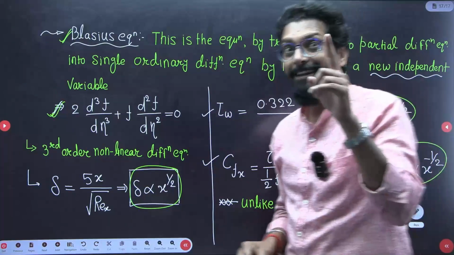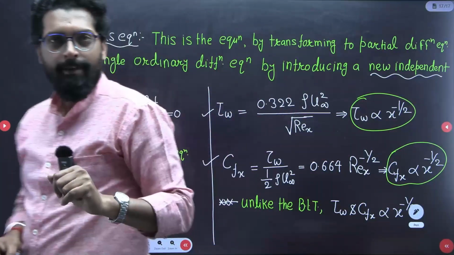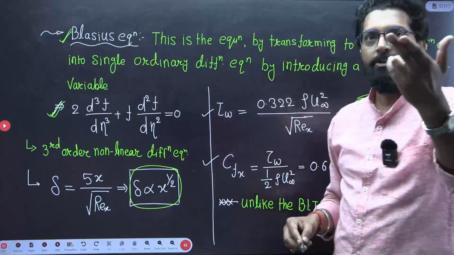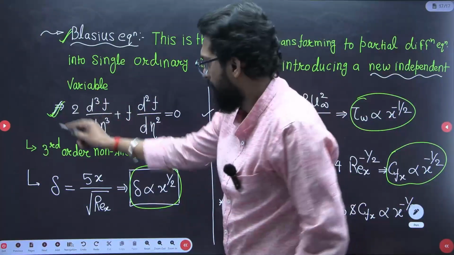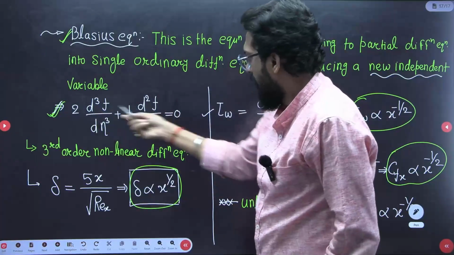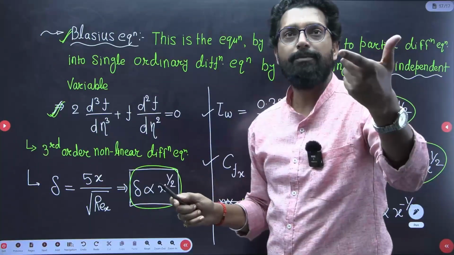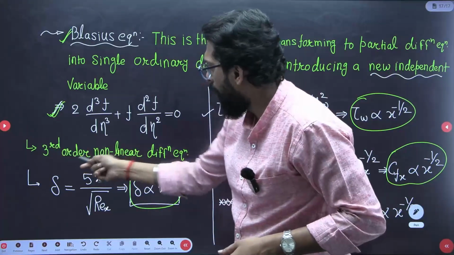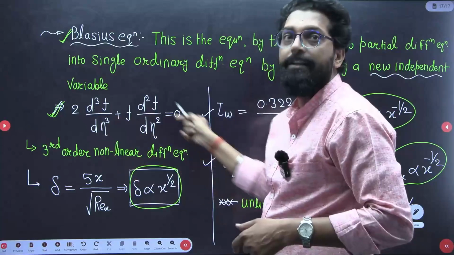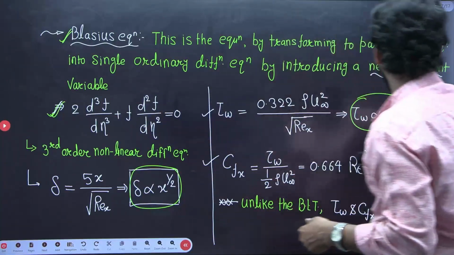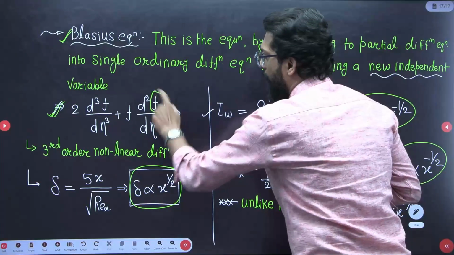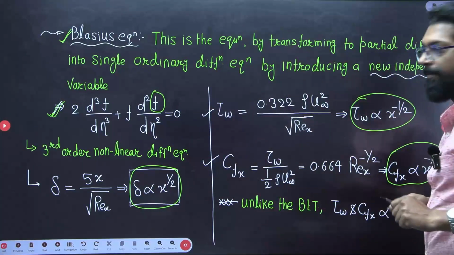And Blasius was a student of Prandtl. Mechanical students will study the Prandtl number in heat transfer. So this is the Blasius equation. Blasius was basically a mathematician. And what is the nature of this equation? The nature of this equation is third order, non-linear. This f is nothing but a new independent variable, and all the terms are in an ordinary differential equation.